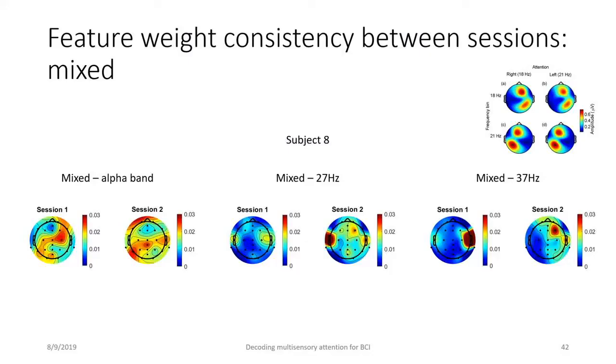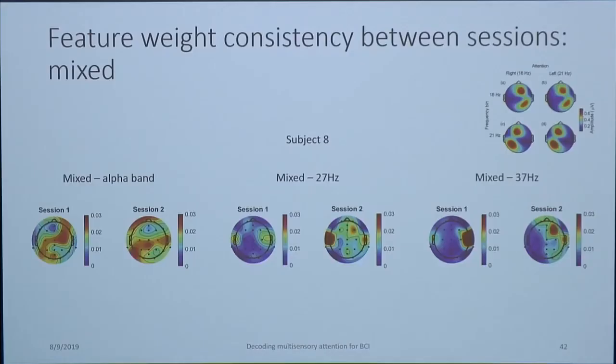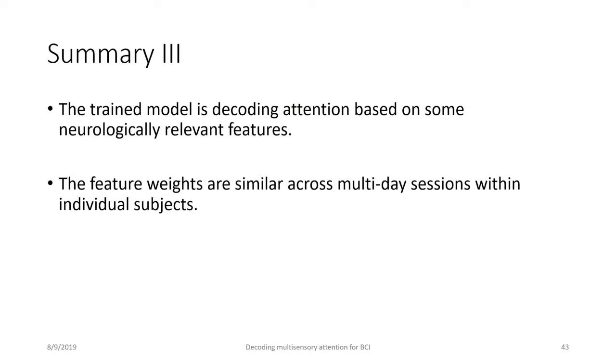If we compare this to the previous study, this is the overall result of multiple subjects, and we can see that actually on single trial level for the feature selection. So it gives us some evidence to believe that what we are classifying with is actually some neurologically relevant features. It's not just artifacts or other noise. And the feature weights are kind of similar across multi-day sessions, which means the set of features we get from the first day session could also be used in the second day.